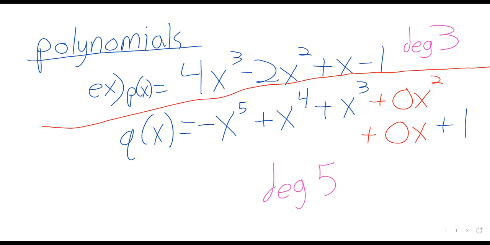Here, this is a degree 3 polynomial. I'm looking at p of x. The leading term is 4x cubed. Q of x is negative x to the fifth, plus some other stuff. It's a degree 5 polynomial. And negative x to the fifth is the leading term. So the leading term, we're going to see why it's important by the end of the class, but the 5-second summary is that it controls the shape of the graph.